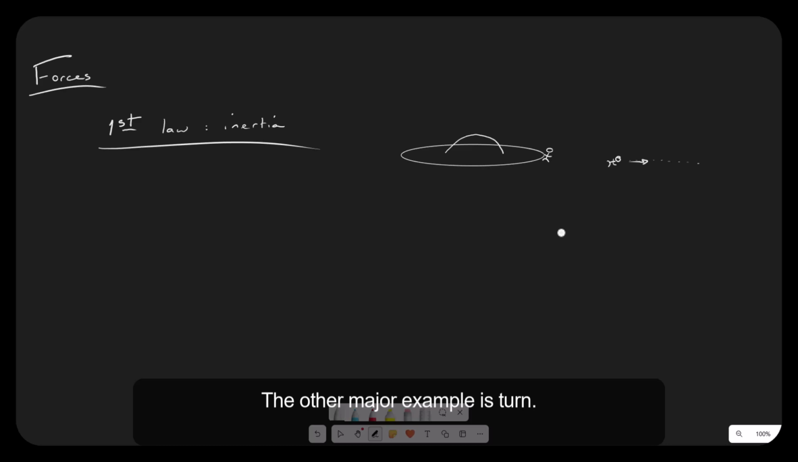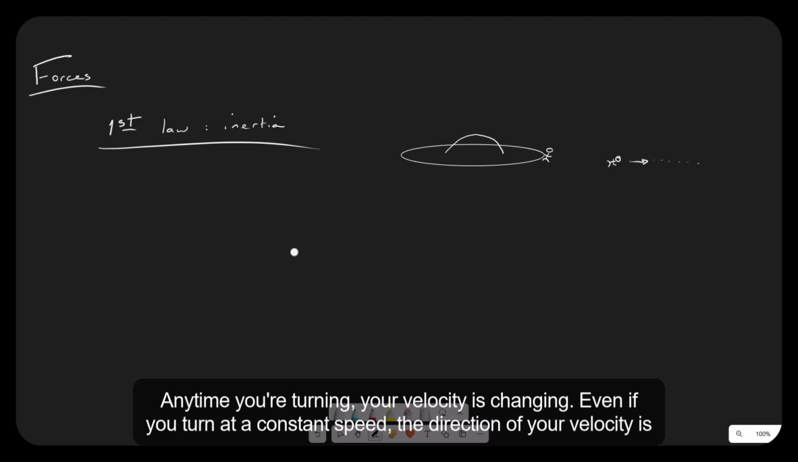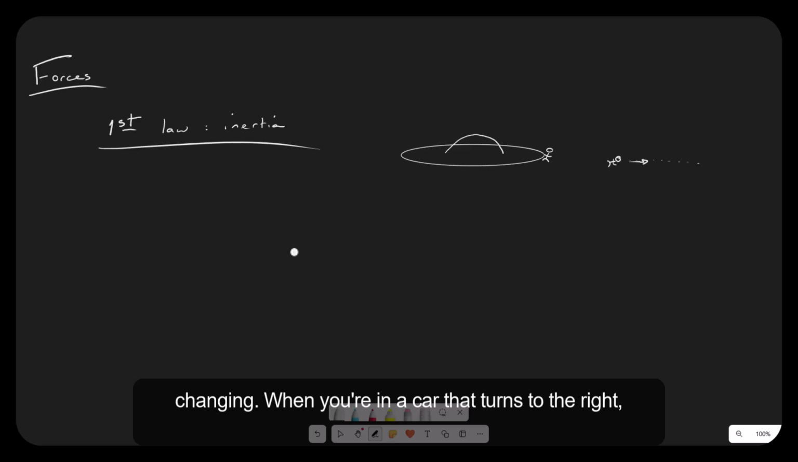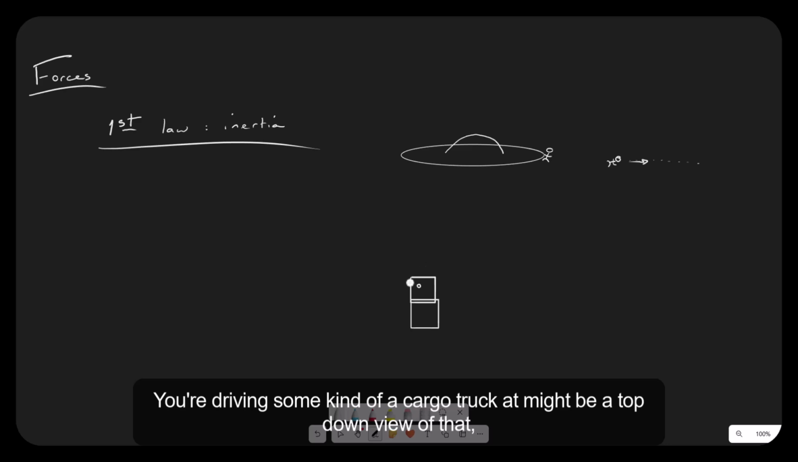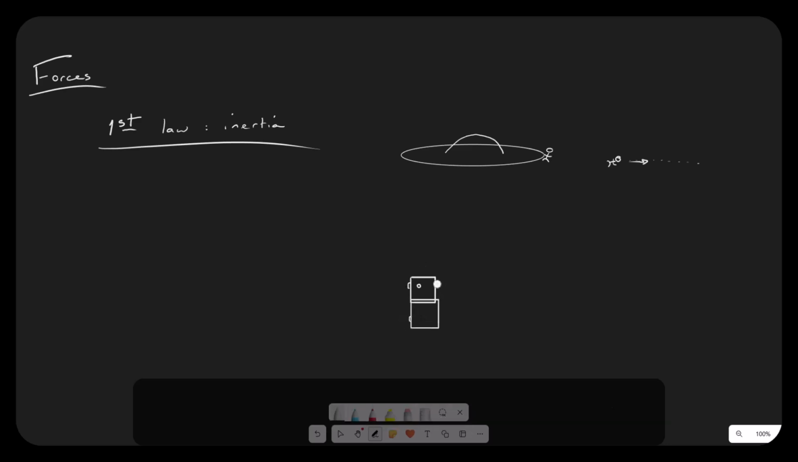The other major example is turning. Anytime you're turning, your velocity is changing. Even if you turn at a constant speed, the direction of your velocity is changing. When you're in a car that turns to the right, this is my top-down view of a car. That is boxy. Not any better. You're driving some kind of a cargo truck. That might be a top-down view of that. And it's moving along this way. No big deal. Then it starts to turn.